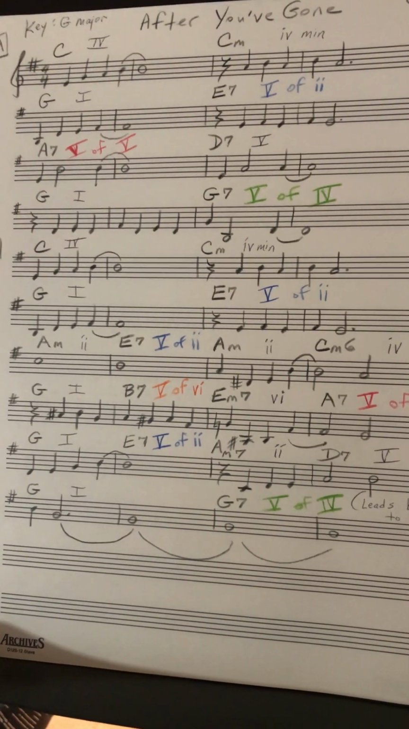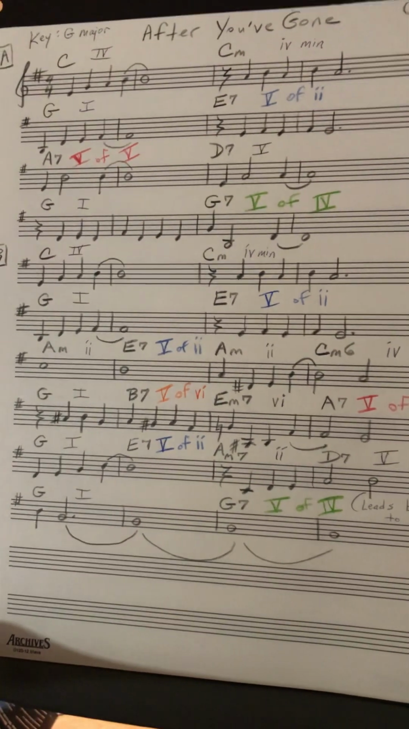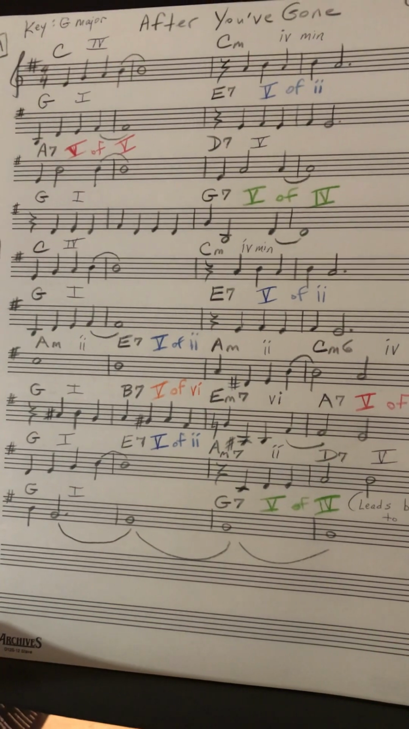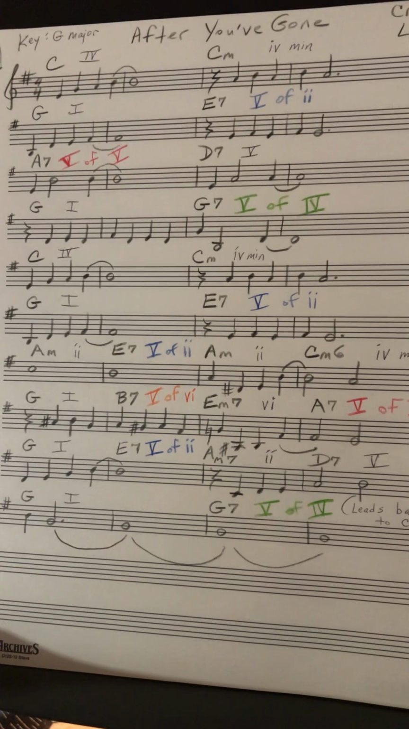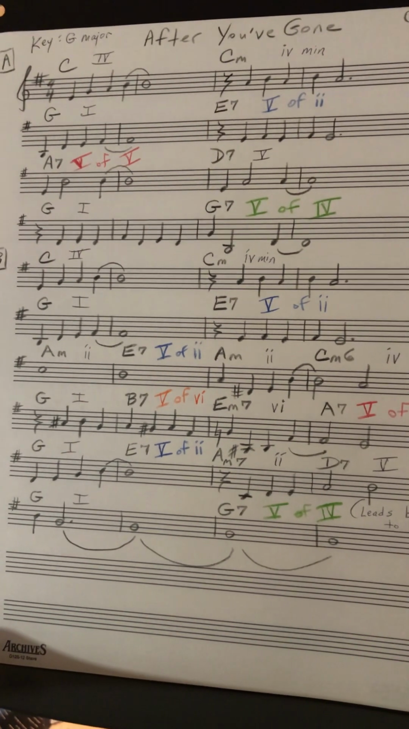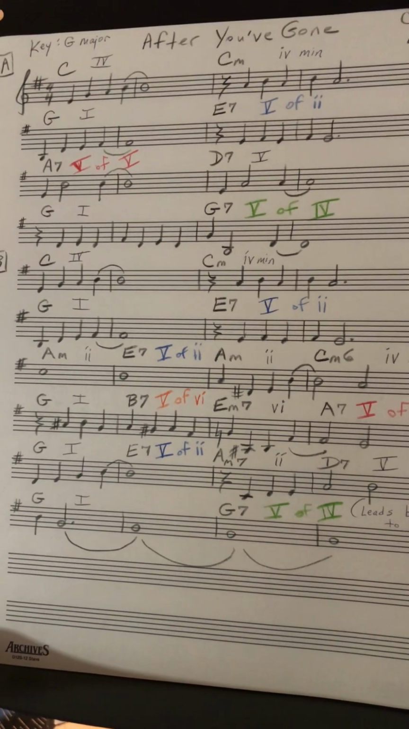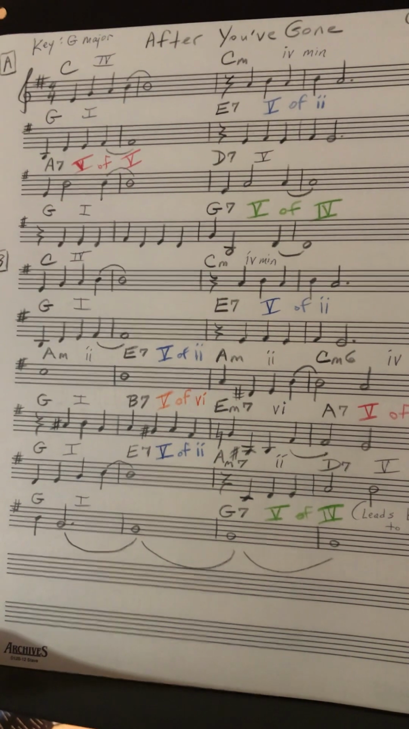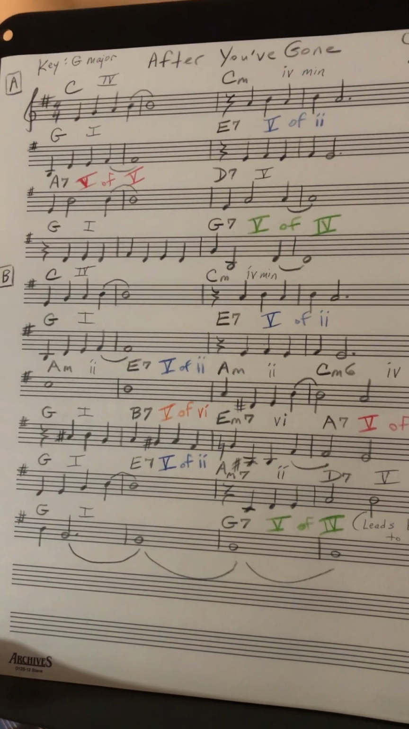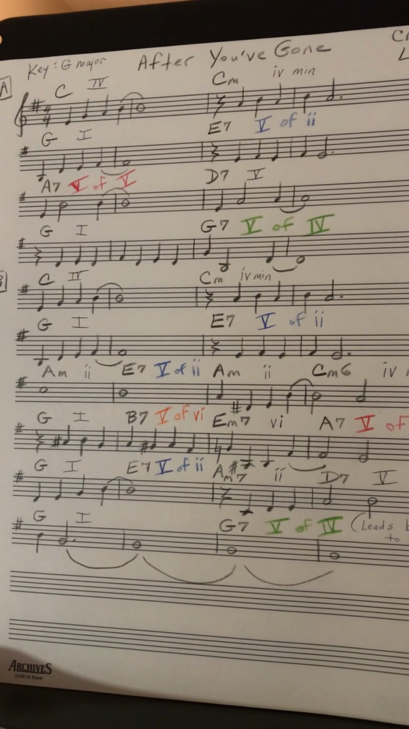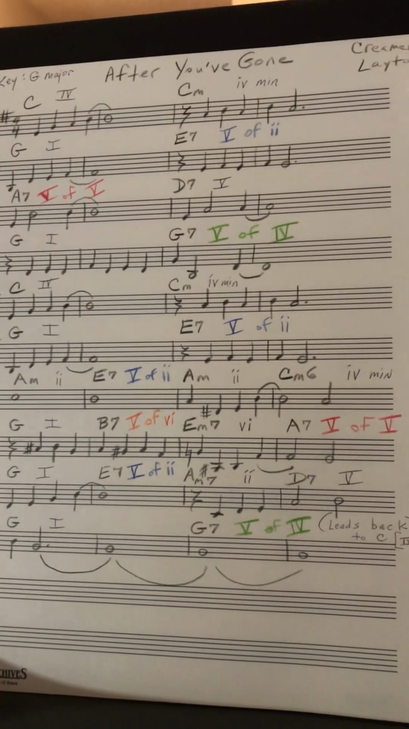Down to the next line, line 5, we have C, which is the 4 chord. Measure 3, it changes to the 4 minor again, so we're repeating the A section. Down to the next line is G, the 1 chord, going to E7, the 5 of 2. Down below that, A minor is the 2 chord. E7 again, of course, is the 5 of 2, back to the A minor, and then to the C minor 6, which is actually 4 minor.